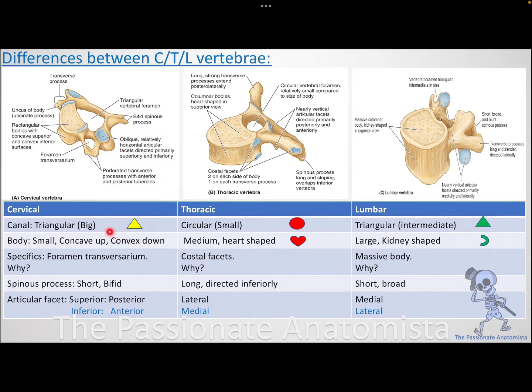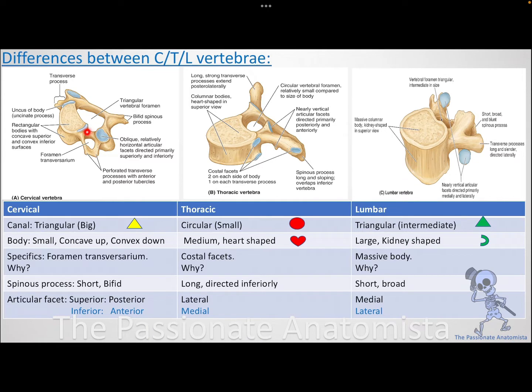Now, what about the canal? If you look at the canal here in the cervical region, it's going to be a big canal. The vertebral canal here is big, here it is small, and here it's intermediate. Here it's the biggest because the vertebral body is the smallest. And here it's going to be small in the thoracic region, and here it's going to be bigger.